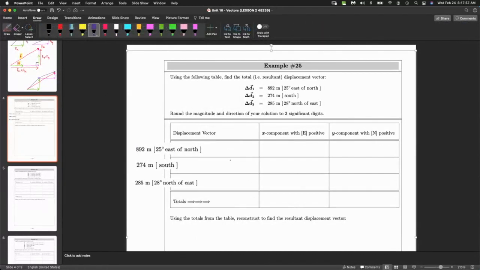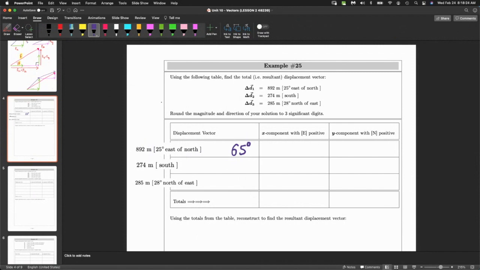So let me know in the chat, what angle is 25 degrees east of south? What angle is that between 0 and 360? Sorry, east of north I meant to say. East of north is 65. Jai, that's correct. How did you get that angle? Can you explain in the chat for people that are not sure? Thank you. It's 90 minus 25.